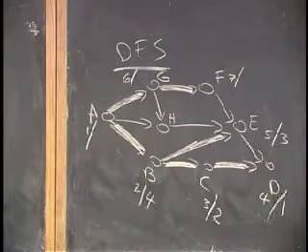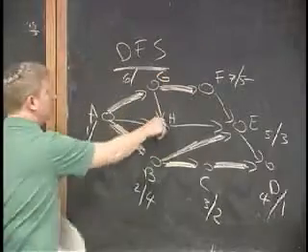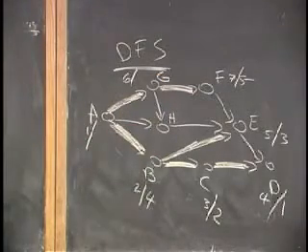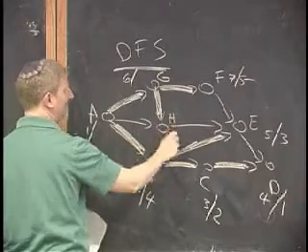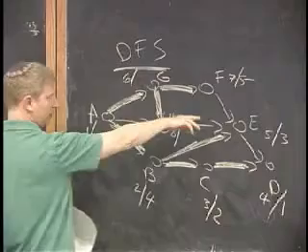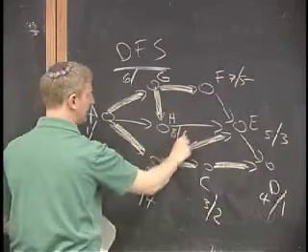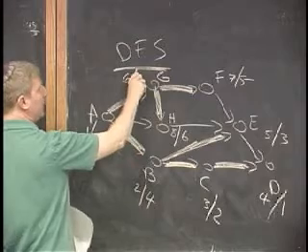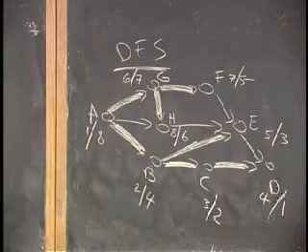And then we move forward to E, which is already marked. So now F is finished, and it gets the number 5. G is not finished. We go forward to H. And this gets the number 8. H is now finished, and it gets the number 6. G is now finished. It gets the number 7. A is now finished. It gets the number 8.